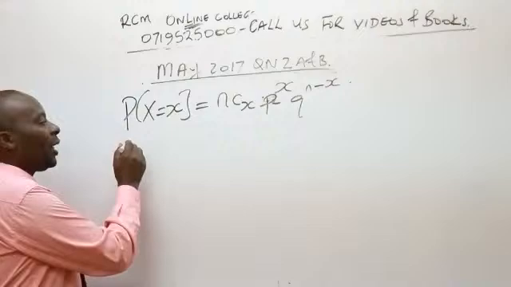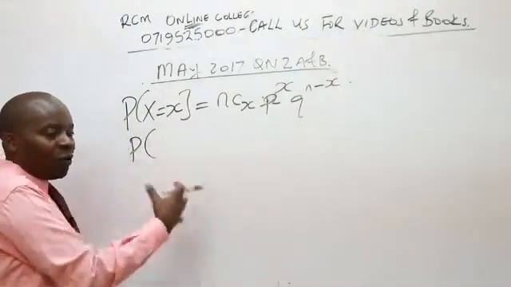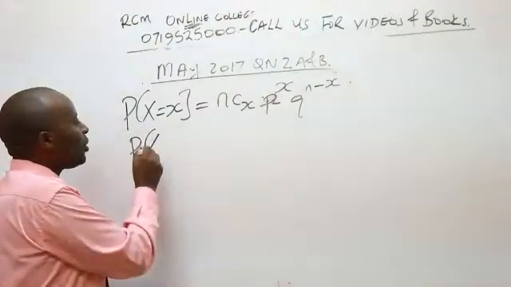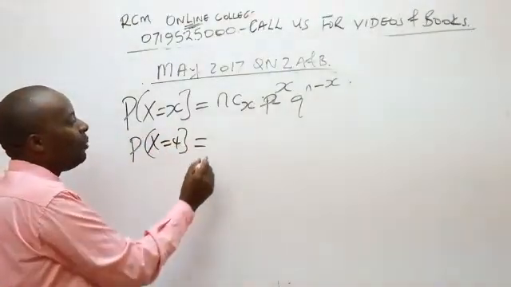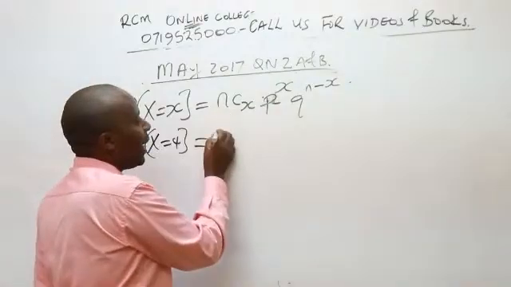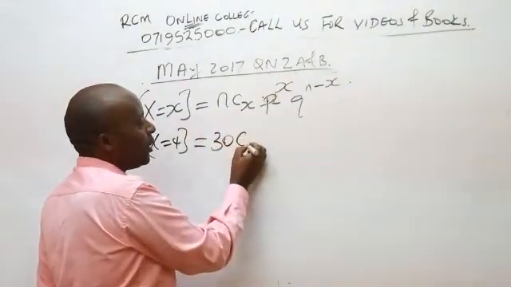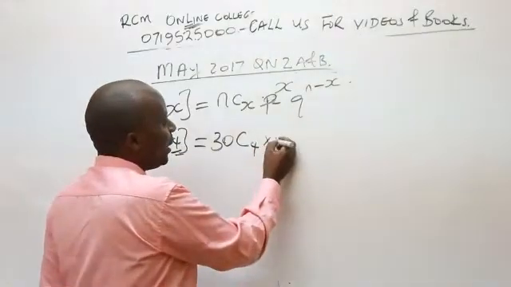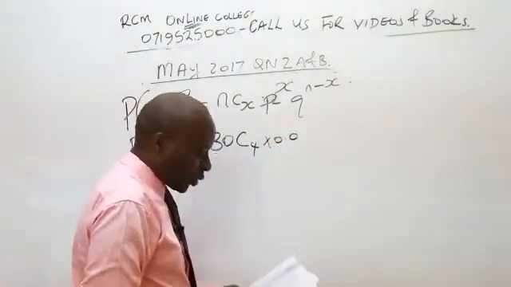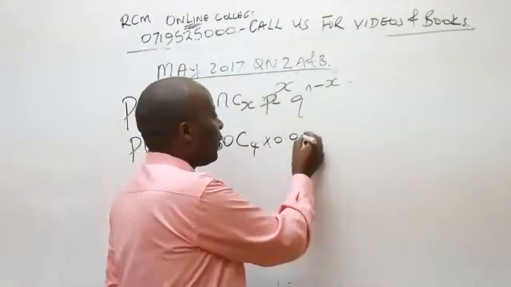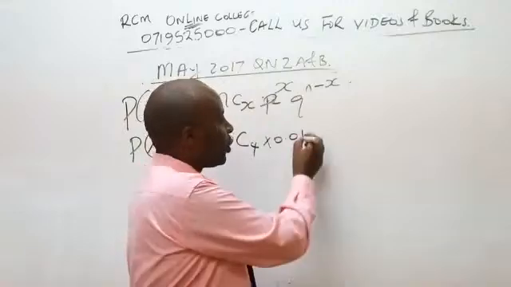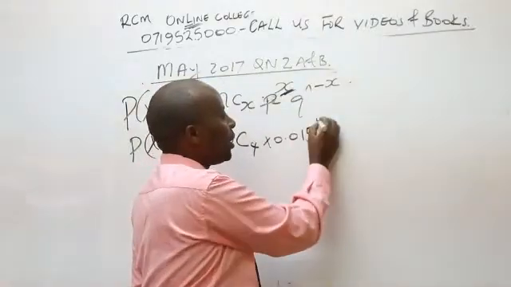So, I'm moving quite fast because I know you have now become accustomed to this. This now is quite simple to us. So the probability of x being equal to 4 will be equal to n. Ladies and gentlemen, n here is 30. Combinations x, where the parameter is 4. And then we have the probability of our success, which is 0.015, raised to x, which is 4.